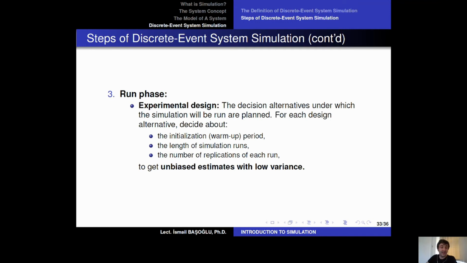And the third phase is the run phase. At this phase, we create an experimental design. Now that we have a valid model, we need to determine our decision alternatives, and under each decision, each different policy, each different input variable, for example, the different number of cashiers to schedule, we are going to run the simulation. We are going to make experiments on the system without disrupting the original system, because we are making experiments over the model. For each design alternative, we need to decide about the warm-up period, the length of simulation runs, and the number of replications in each run.